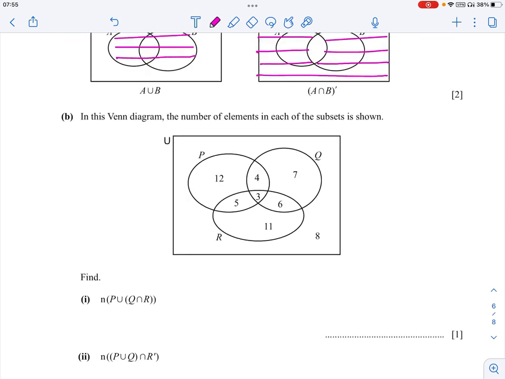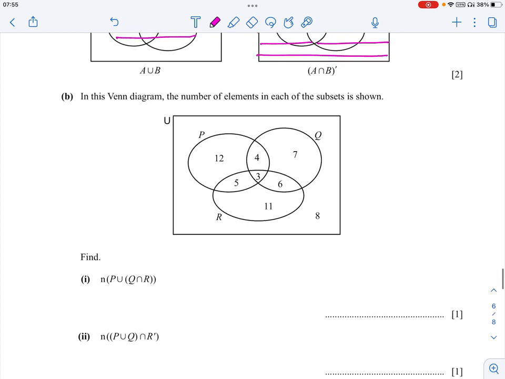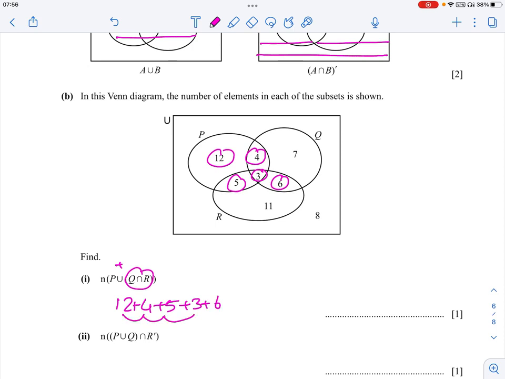In this Venn diagram, the number of elements in each subset is shown. Now find the number of elements in P plus Q intersection R. Q intersection R are what? 3, 6. And add P also. What are the elements in P? 12, 4, 5. So 12 plus 4 plus 5 plus 3 plus 6. 16, 21, 24, and it's going to be 30.